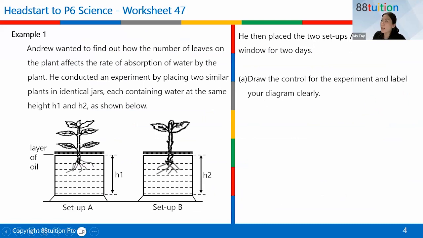So this person, Andrew, wanted to find out how the number of leaves on the plant affects the rate of absorption of water by the plant. So he conducted an experiment by placing two similar plants in identical jars, each containing water at the same height, as shown below. He then placed the two setups next to the window for 2 days. So draw a control setup for this experiment and then label the diagram carefully.